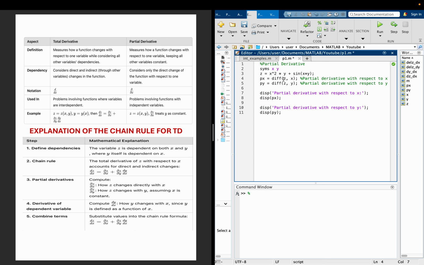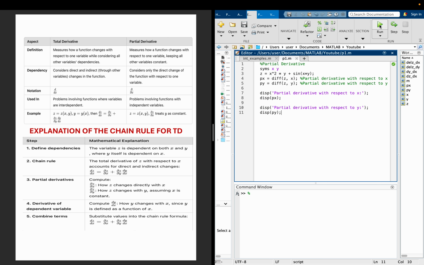So for the partial derivative, I give it two arguments. The first argument is the function I want to differentiate, and the second argument is the independent variable I'm considering. So since I'm considering the partial derivative with respect to x, my independent variable would be x, and y will be kept as constant. So here py, I use it to compute the partial derivative of z with respect to y. Therefore, y will be my independent variable and x will be kept as constant. So the subsequent code is how I tend to display my solution for px and py.